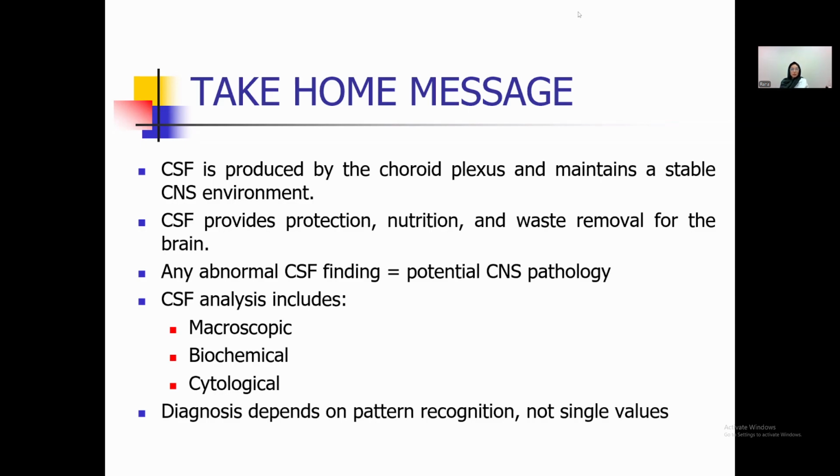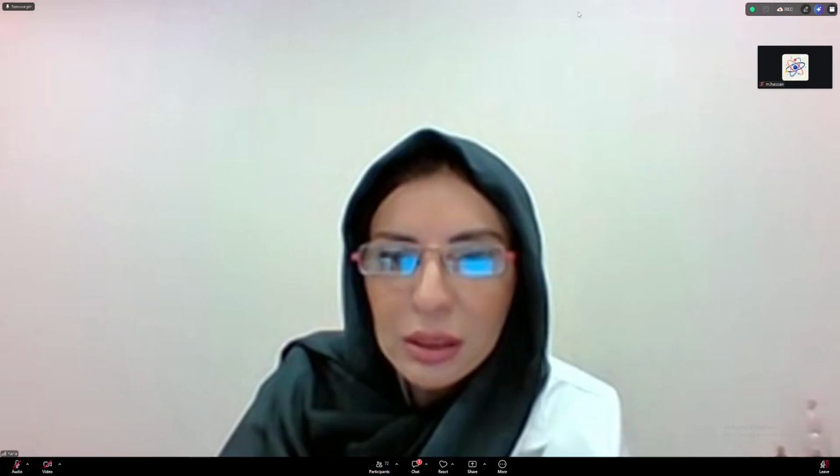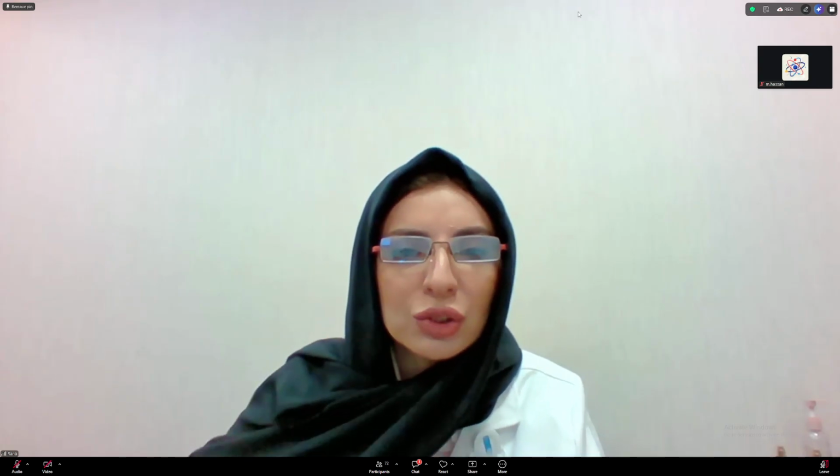As a take-home message, CSF is produced by the choroid plexus and maintains a stable CNS environment. CSF provides protection, nutrition, and waste removal for the brain. Any abnormal CSF finding leads to potential CNS pathology. So we have to study the microscopic, biochemistry, and cytology findings, and differentiate between the different patterns. Hopefully it was a very straightforward message to you. If you have any question, please let me know.